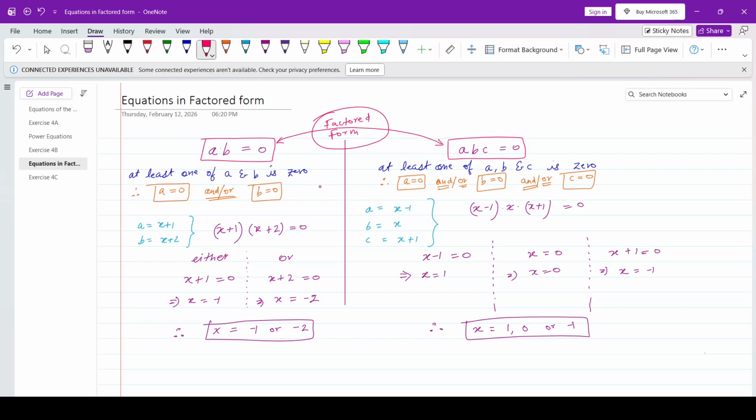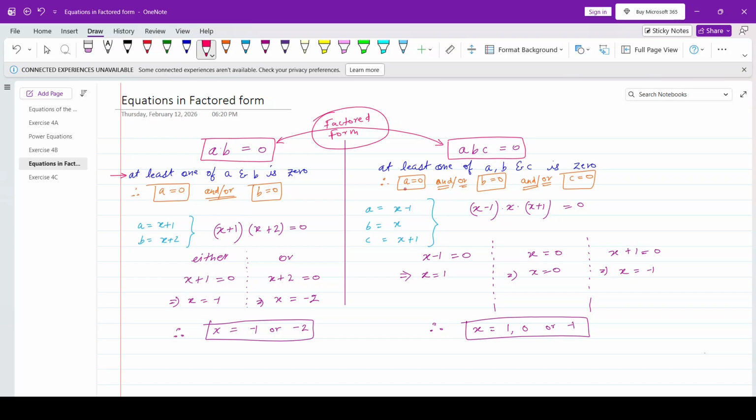Whenever we solve a factored form equation, we know that this whole product is equal to 0. This can only be possible when either A or B is 0. So at least one of A and B is 0. Therefore, we can say A is equal to 0 and/or B is equal to 0. Both can also be 0.